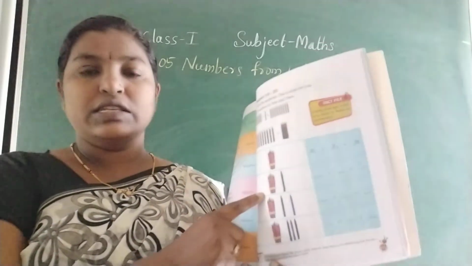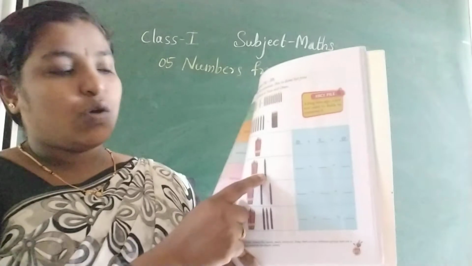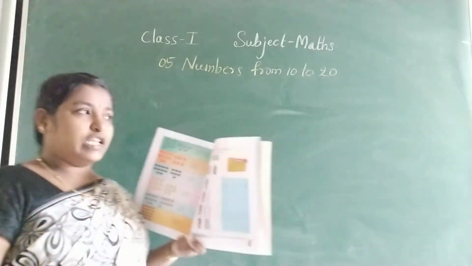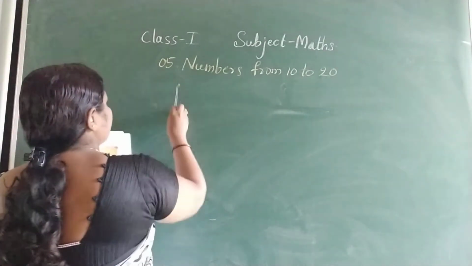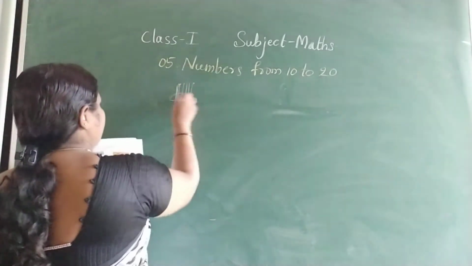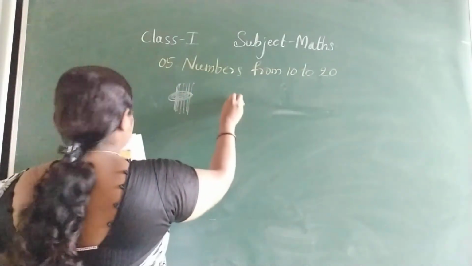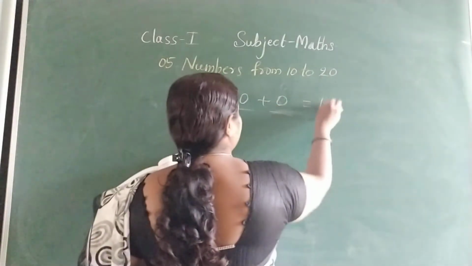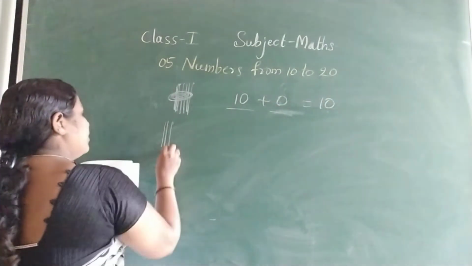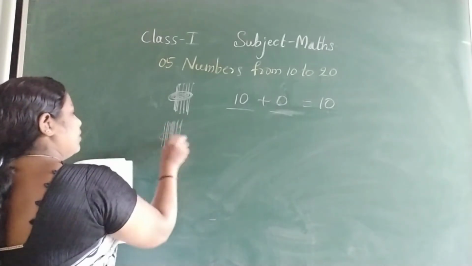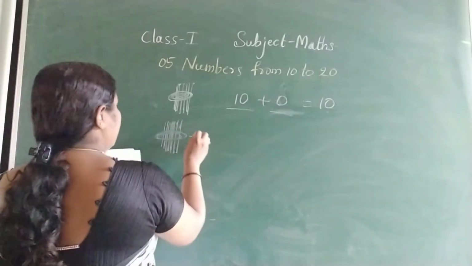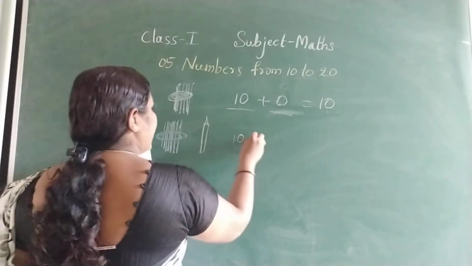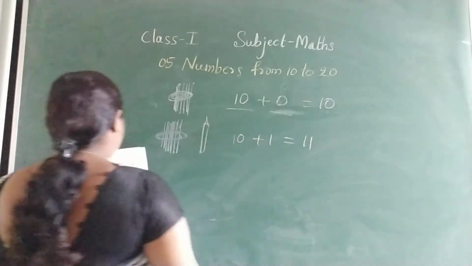Here one bundle of pencils, it means 10 plus one single pencil. So 10 plus 1 we should write. So write in your textbook. This is one bundle of pencils. They have written the answer 10 plus 0 is equal to 10. Next, again one bundle of pencils and a single pencil. So 10 plus 1 is equal to 11.